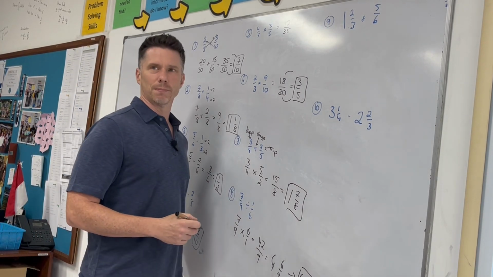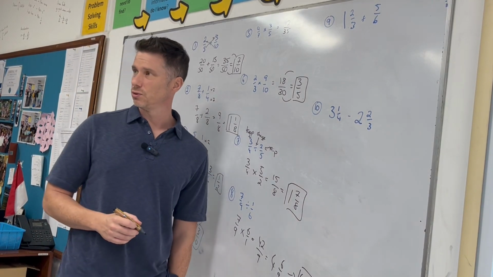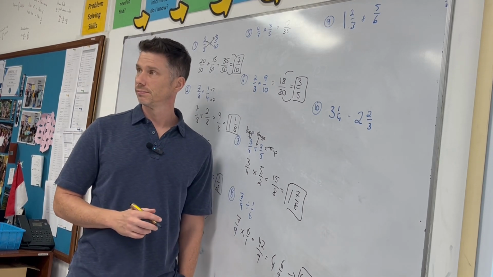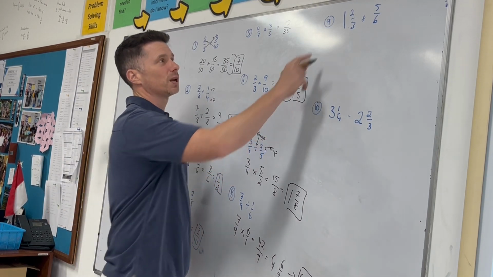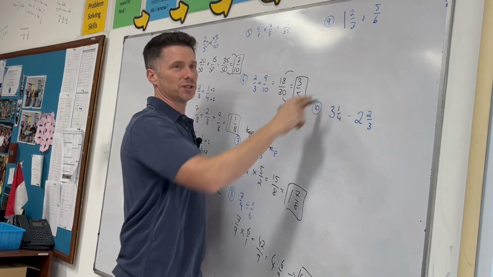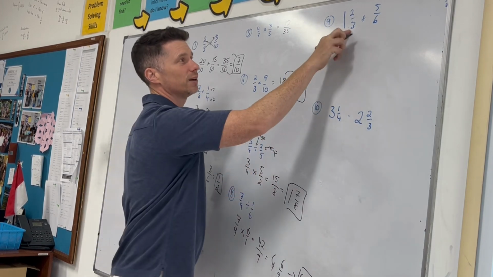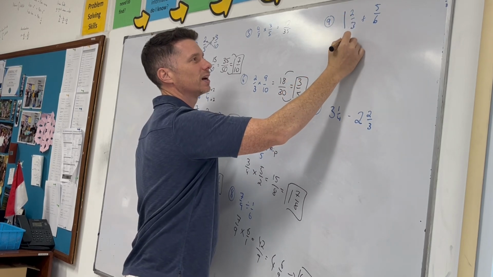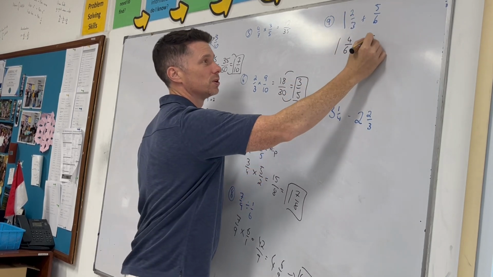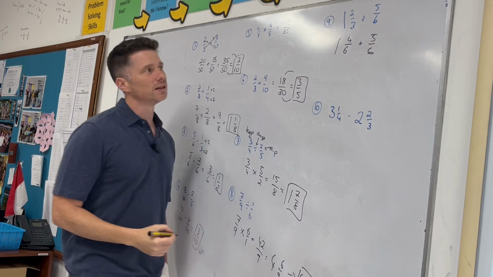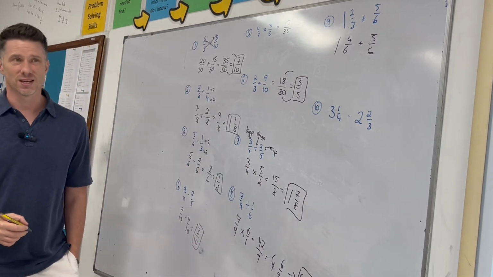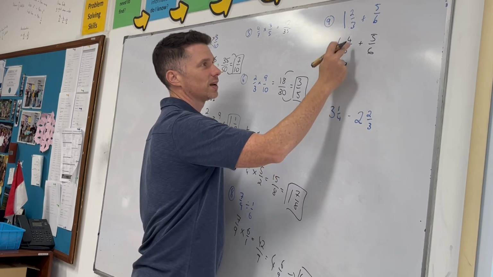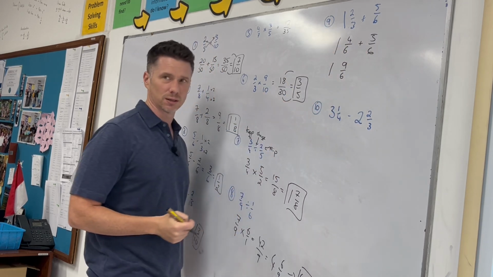This one is a mixed number. Some of us would like to use improper fractions here. I don't think it's necessary. If I just convert this to sixths, I think I have 1 and 4/6 plus 5/6. So how many sixths do I have? I have 9/6. So I have 1 and 9/6 if I add the 4/6 and the 5/6 together.